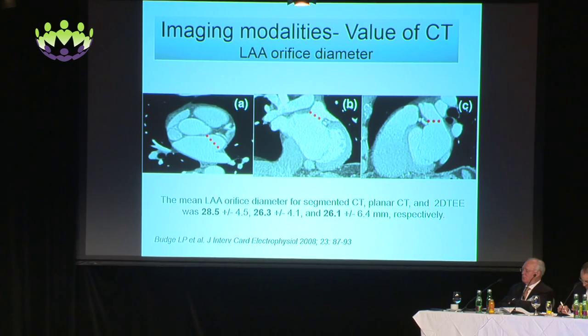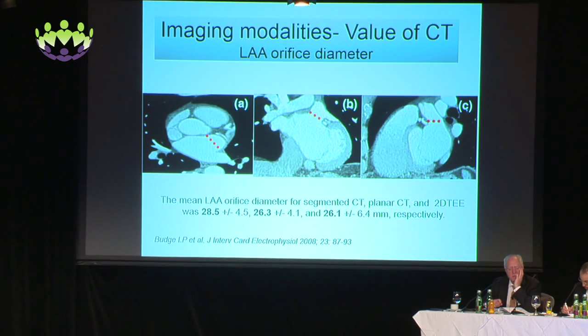So what could be the value of CT in our closure procedures? We could use CT to measure our orifice diameters, and it could be shown, as we see here, that the mean diameters we measured with a segmented CT are slightly larger than the measurements we get for a planar CT or with 2D TE imaging. And as we'll see later on, we get a really good correlation between segmented CT images and 3D TE images.